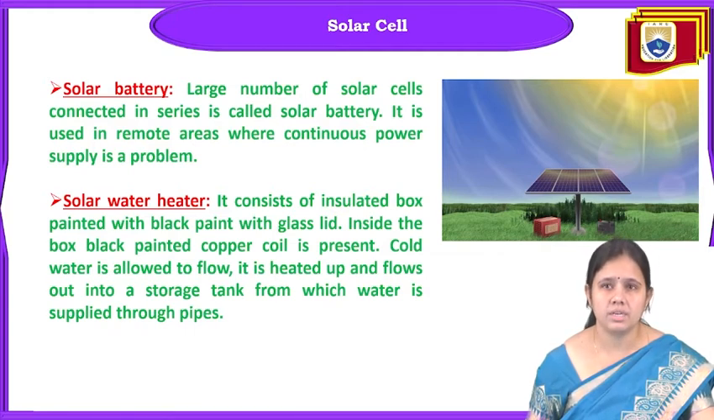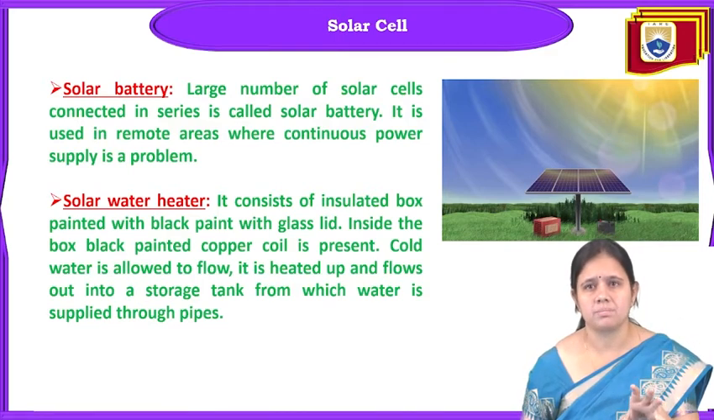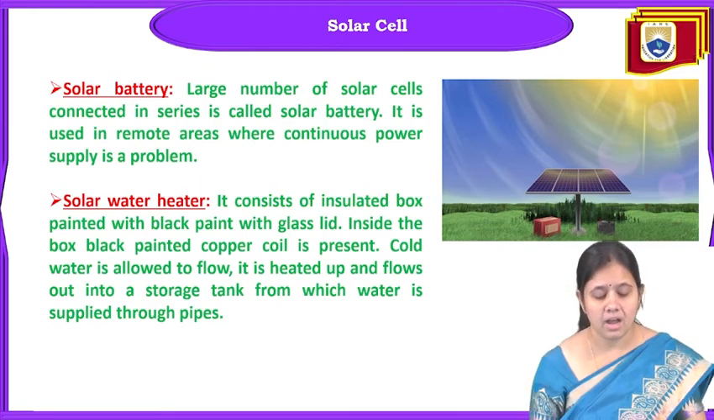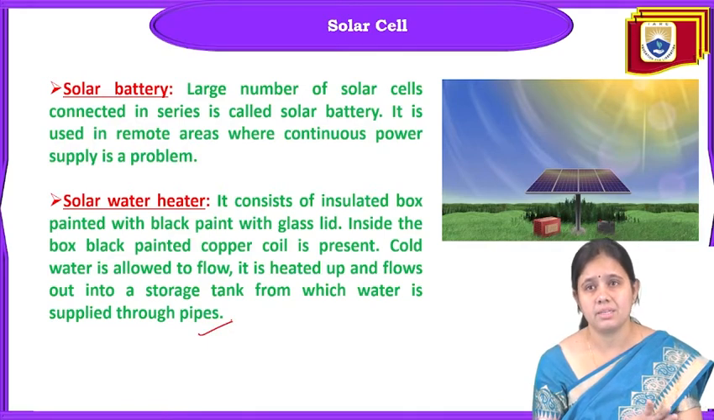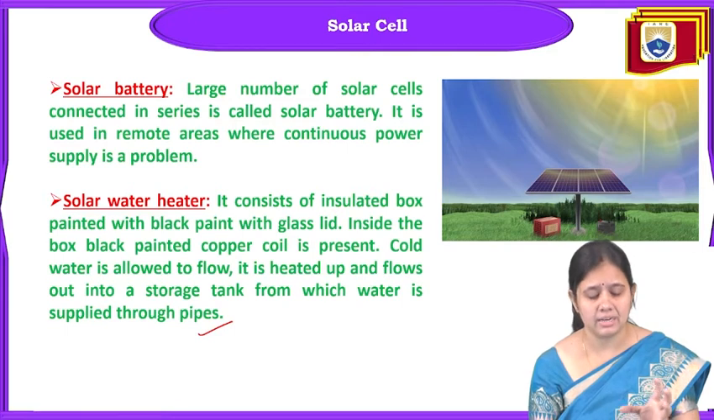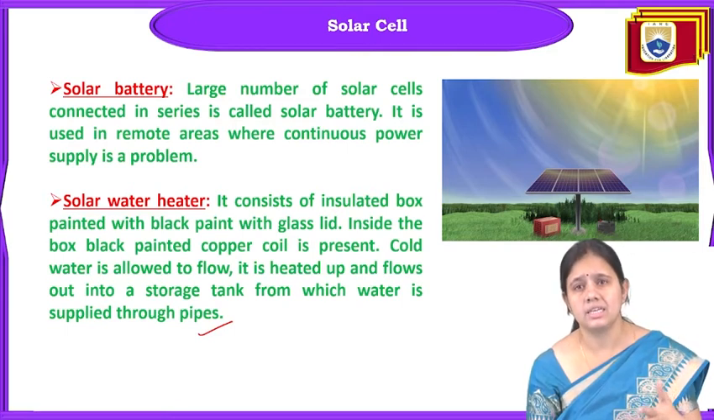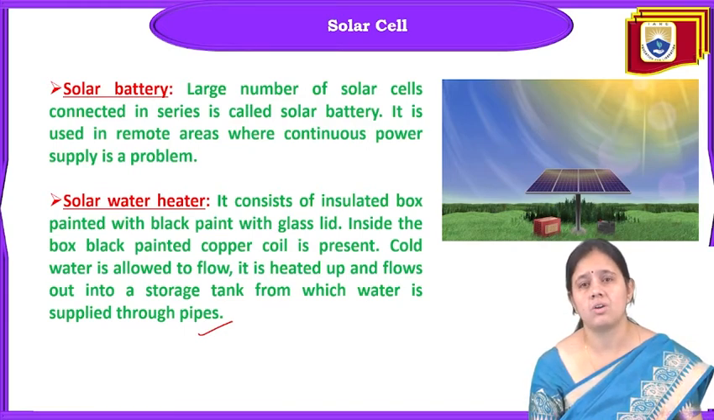Now comes the solar water heater. It consists of an insulated box painted with black paint with a glass lid, and inside that lid a black painted copper coil is present, and cold water is allowed to flow, and it is heated up and flows out into a storage tank from which water is supplied through pipelines. So what happens inside that solar water heater? It is nothing but a black box covered with a glass lid, and inside that, when solar energy falls, it starts heating the cold water into hot water, and through pipelines we supply this water for our household activity.